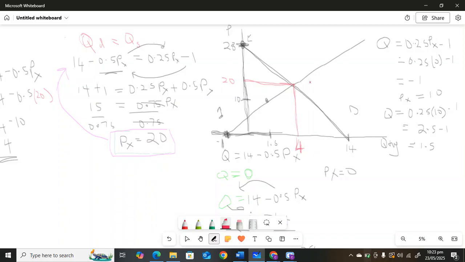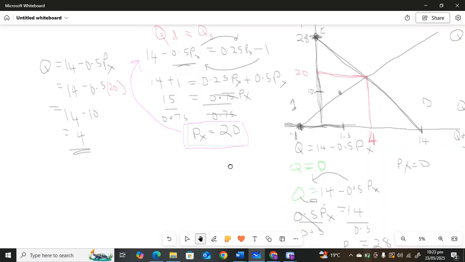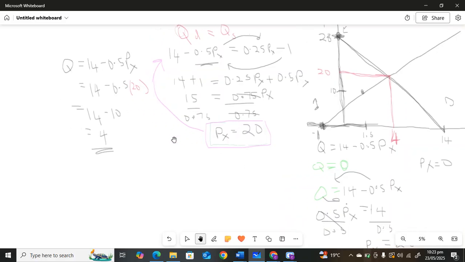Okay. So we can pause here for today. We solved it: 20 and 4. What are these calculations here?